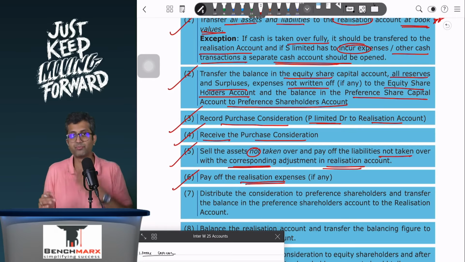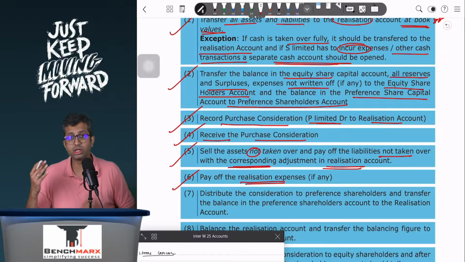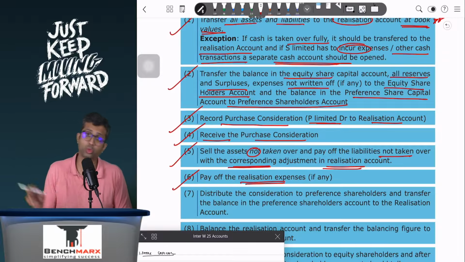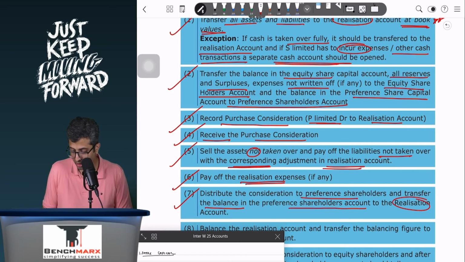And then, once everything else is done, you will first clear out the preference shareholders. If there is any gain or loss, like 100k preference shares there, we were giving them cash, shares, whatever it is, worth 120, that is 20 rupees more. That is a loss which equity shareholders will have to bear, and hence the difference, if any, on the preference shareholder account will be transferred to the realization account. Distribute the consideration to preference shareholders and transfer the balance in the preference shareholders account to the realization account.